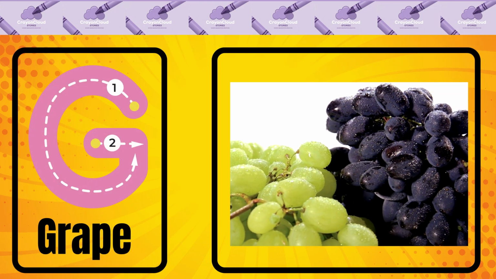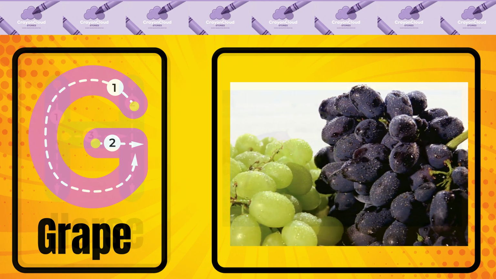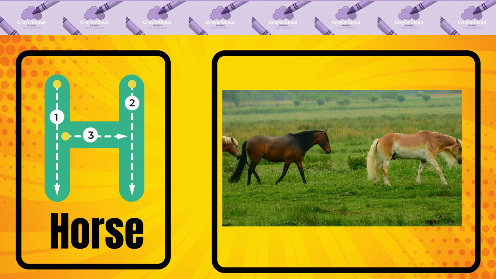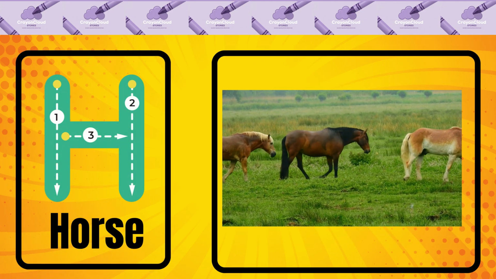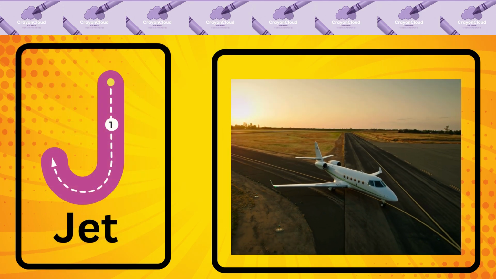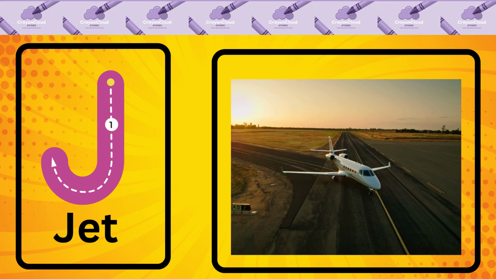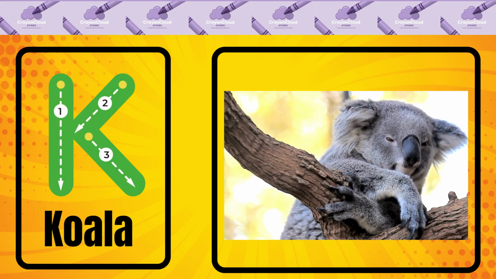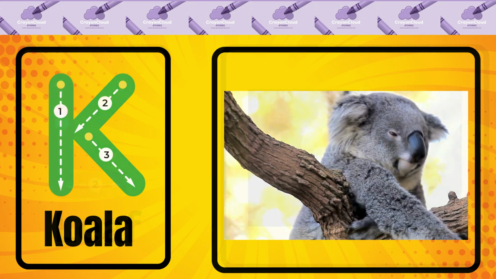G is for grapes, grapes. H is for horse, horse. I is for igloo, igloo. J is for jet, jet. K is for koala, koala.